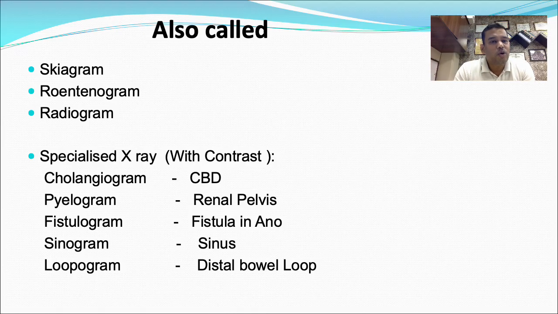So X-ray is also called as skiagram, roentgenogram, radiogram, and there are a few specialized X-rays which use contrast, so accordingly they are named. If you want to visualize the CBD while putting some contrast into the CBD, then it is called as cholangiogram. Renal pelvis, it is called as pyelogram. If you introduce a contrast medium into the fistula in ano, then it is called as fistulogram, sinogram and loopogram, for a distal bowel loop, when you have made an ileostomy for some diversion of the fecal content.